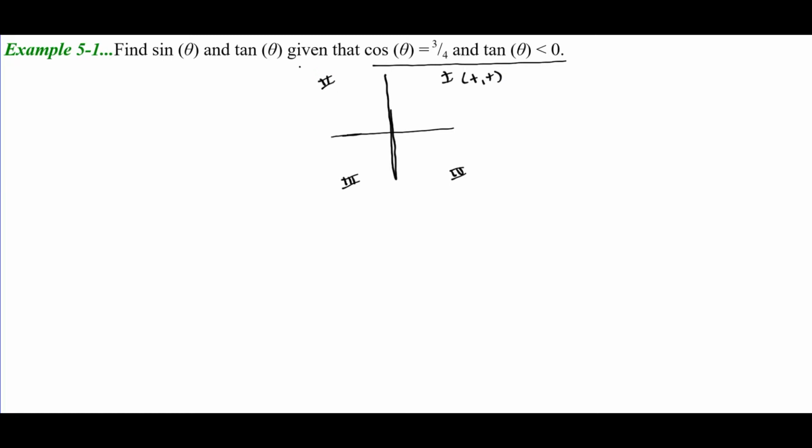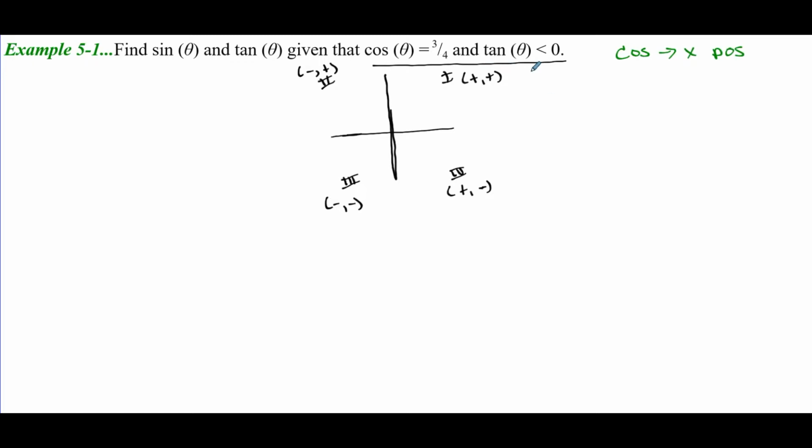In the second quadrant, it's negative, positive. In the third quadrant, it's negative, negative. And in the fourth quadrant, it's positive, negative. So use the information they gave you. Our cosine value is 3/4. So our cosine value, which is your x coordinate, is positive.